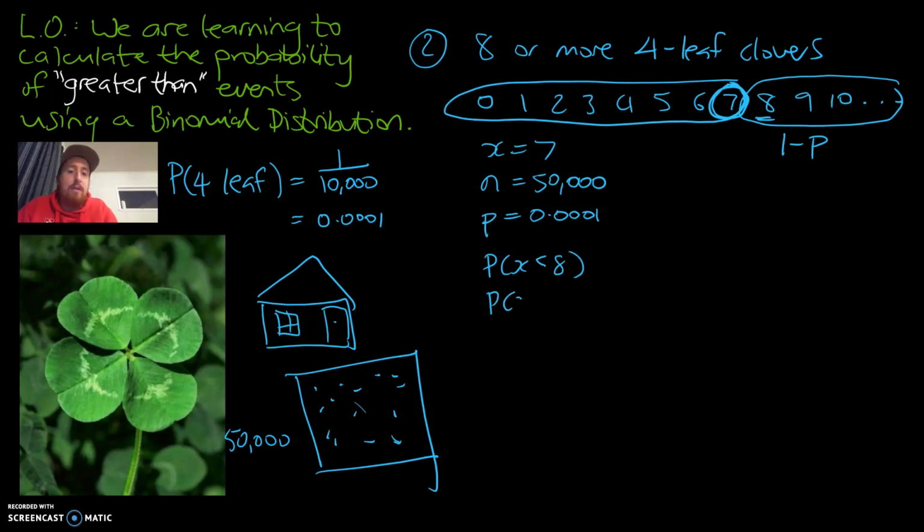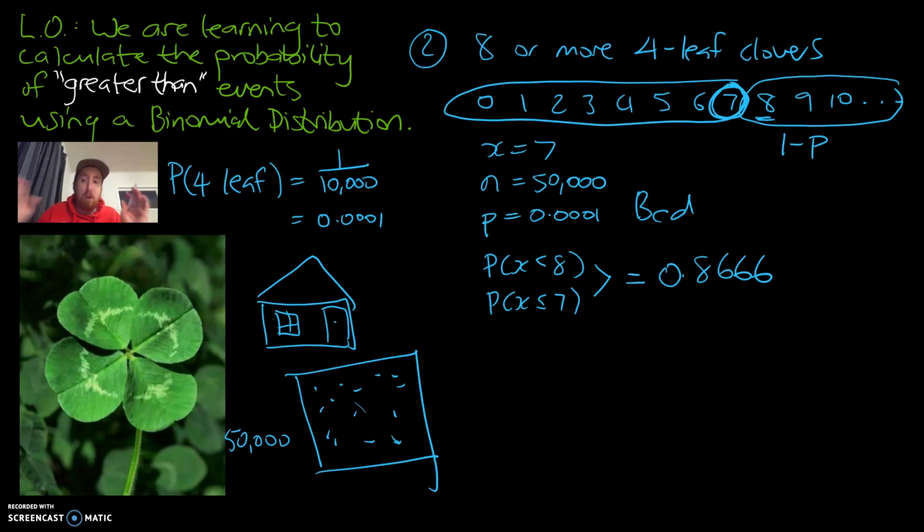And another way you could have written that is what's the probability to have 7 or less clovers. And both of those, when you put that into your calculator using the BCD mode, that comes to 0.8666. So that means most likely I'm going to be finding 7 or less clovers. And then we haven't finished yet, because that's just the probability of that bottom group.